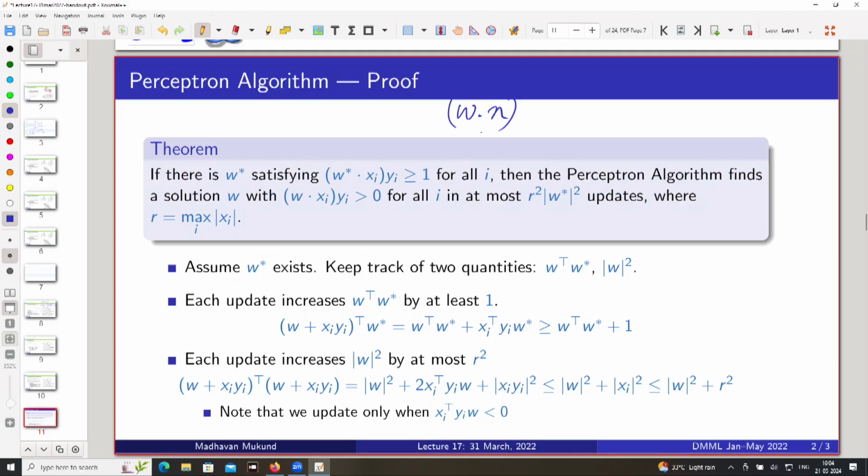Okay, so let me tell you what we should do. You have some W such that W dot X times Y is greater than 0.